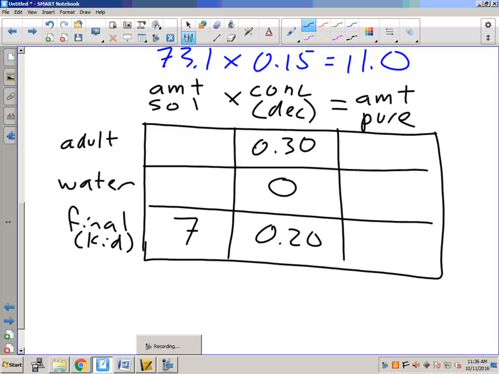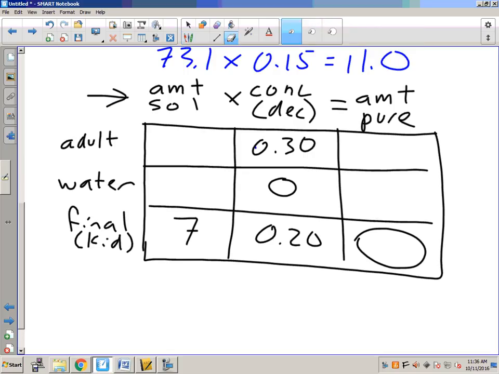Anybody know what it is? The amount pure for the kid. This one right here. Now, how do you know that? They didn't tell us anything about that. We can multiply it. That's why we wrote this equation up here, right? That was the whole point of coming up with that example, because now we know that whatever the amount of the solution is times whatever the concentration is has to give us the amount of pure stuff that's in it. 7 times 0.2 is 1.4. So we've got that worked out. Okay, cool.